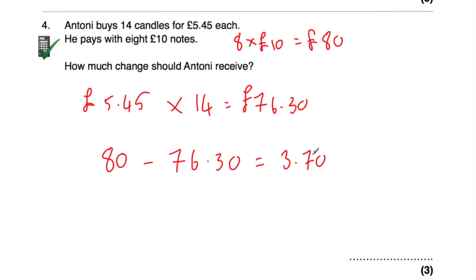So how much change did Anthony receive? The answer is £3.70. And that's it. So what we did in this question was we worked out the total price of the candles by doing £5.45 multiplied by 14. We found that total price, which is £76.30. We then found out how much money he paid, which is 8 £10 notes, which is £80. And then we subtracted to find out the change, which is £3.70.